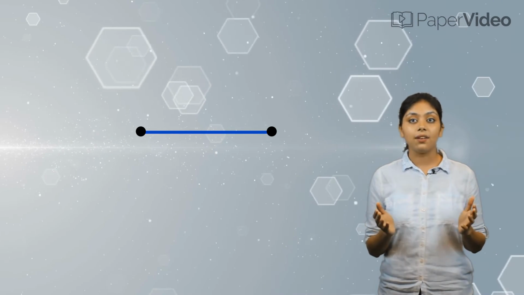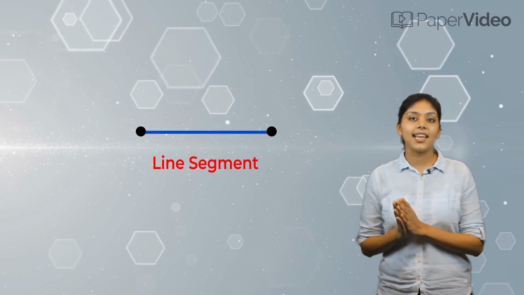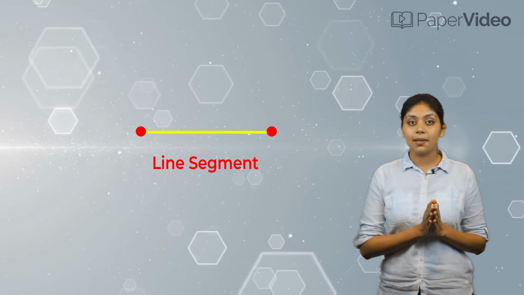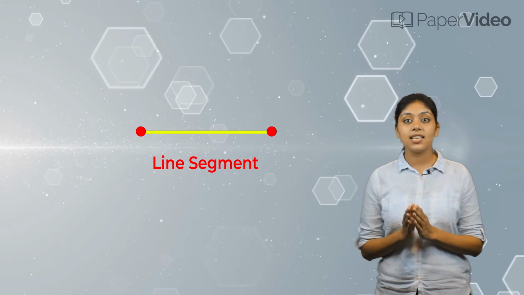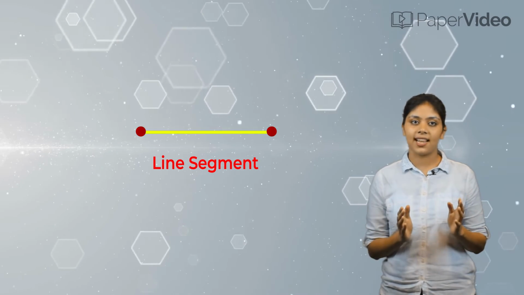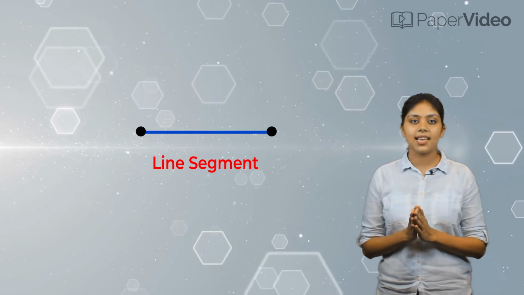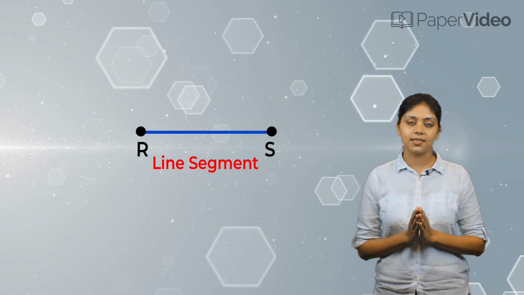Now, let us suppose there are 2 points. If we connect them by a straight line, then what we get is known as a line segment. A line segment is a straight line which has 2 endpoints and a fixed length. We can name a line segment using its 2 endpoints.